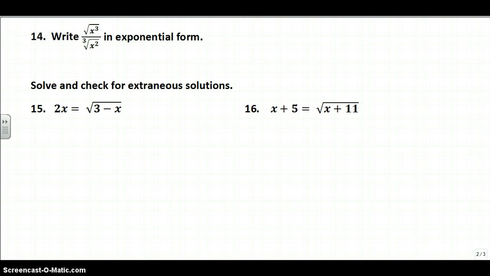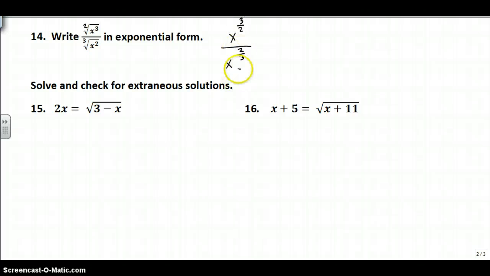So, number 14, just want you to write this in exponential form. Not so bad. Remember, the index goes on the bottom of your fractional exponent. So the square root of x to the third is really x to the 3 over 2 power. Over kind of the opposite in the bottom. Now it's 2 over 3.